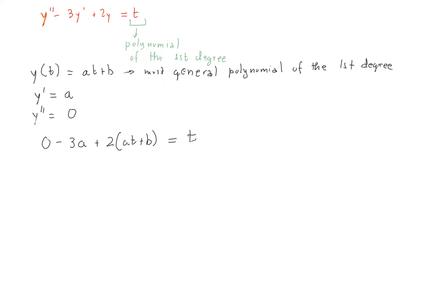So what you do is you rewrite the polynomial on the left in a nice way with the terms lined up. So I have 2at plus b minus 3a. And basically the idea here is that I'm thinking of the polynomial on the other side as 1 times t plus 0. And now my claim is that this should be equal to 1, and this should be equal to 0.